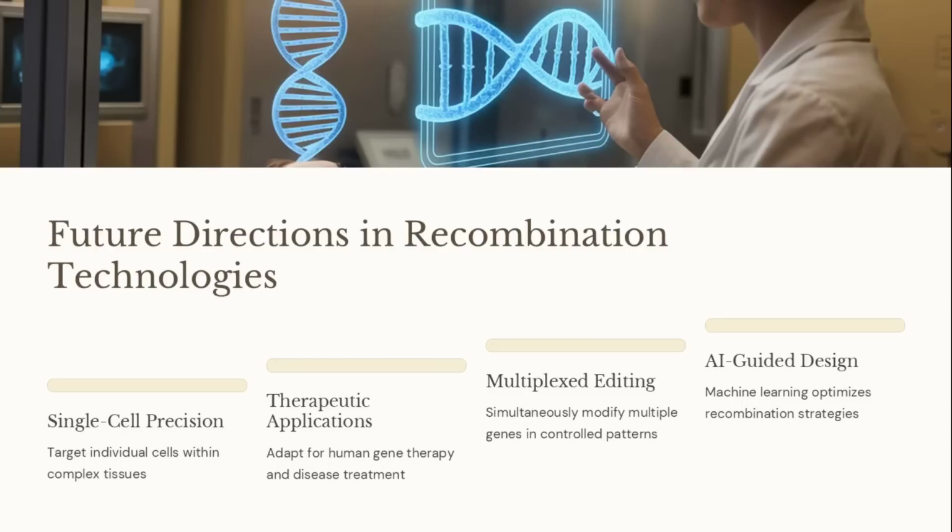Future directions in recombination technologies are promising. Single-cell precision targets individual cells within complex tissues. Therapeutic applications adapt recombination for human gene therapy and disease treatment. Multiplexed editing modifies multiple genes in controlled patterns, and AI-guided design uses machine learning to optimize recombination strategies.